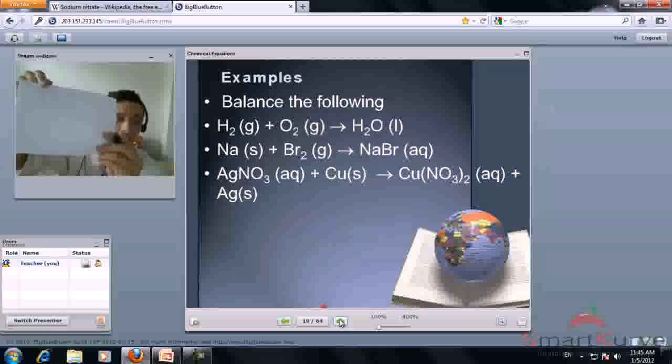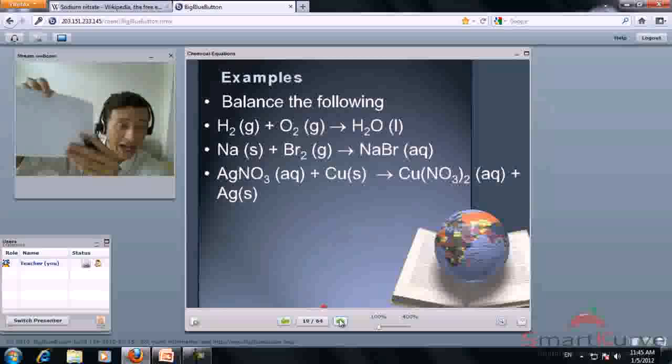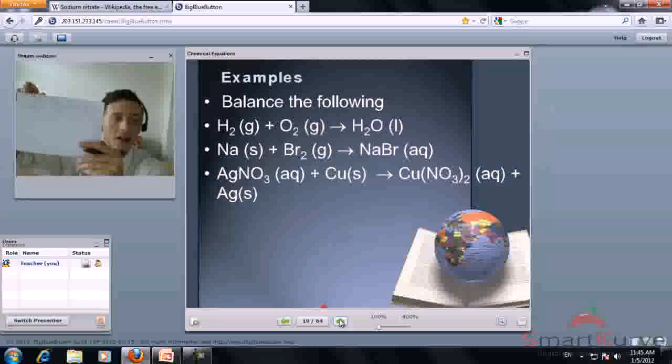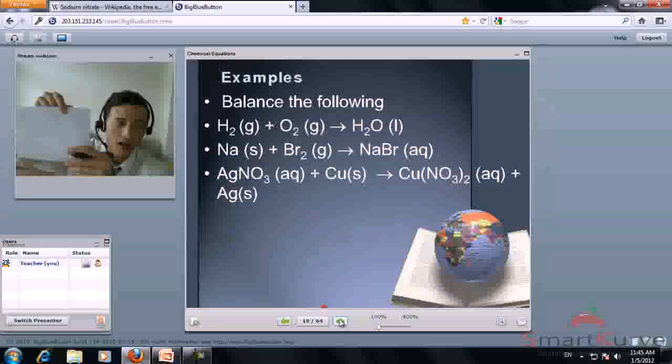Now we have 2 oxygen atoms in the reactant side and 2 on the product side. We're balanced. But now we've got another problem. Our hydrogen is no longer balanced because we have 2 hydrogen atoms in the reactant side and 4 hydrogen atoms in the product side. 2 times 2.